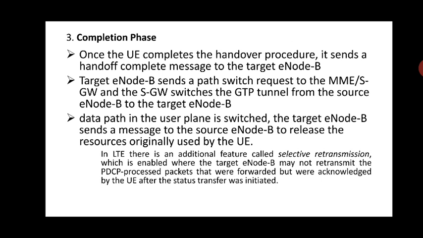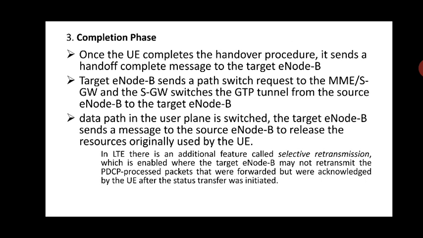The target E node B sends a message to the source E node B to release the resources originally used by the user equipment. Okay, because who will be holding the resources? There is a source, it has to release it. Okay, that is in LTE.